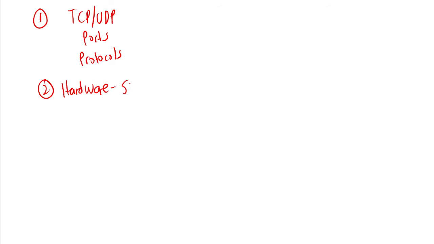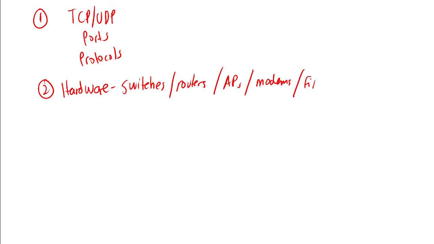And then part 2 is networks. So we're going to talk about TCP and UDP, ports, protocols, hardware, so switches, routers, APs, modems, firewall, PoE, and then configure. Now learn how to configure a basic network.